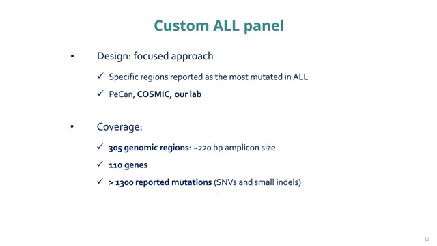So as a result, this panel covers 305 genomic regions of on average 200 bases amplicon size, includes 110 different genes, and spans more than 1,300 reported mutations. It's mostly single nucleotide variants, but also covers some insertions and deletions. So what are those genes?